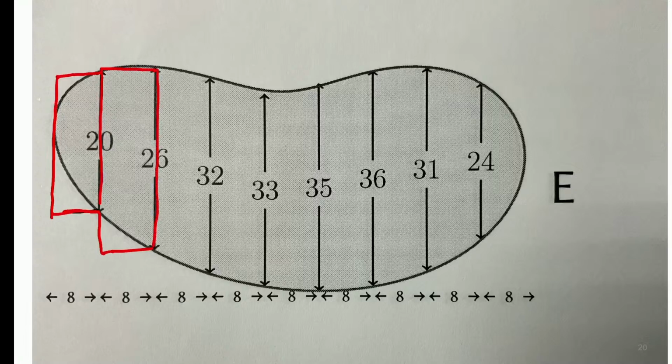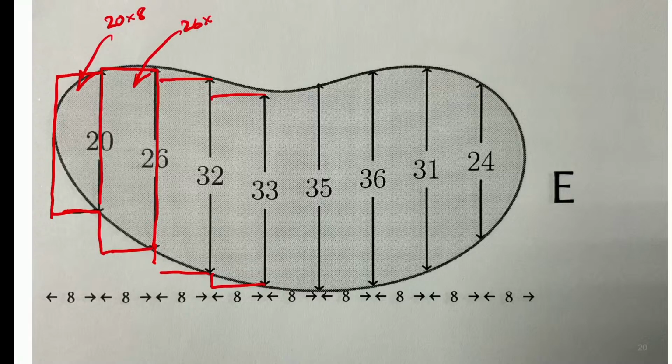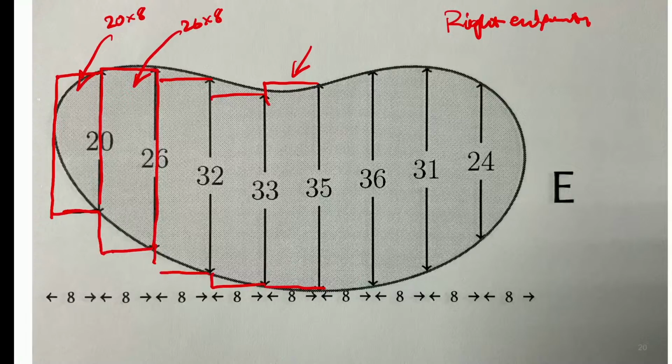So you can see what's happening, hopefully. I'll just do this here. In other words, this one is going to be 20 times 8. That one is 26 times 8 for area. And this one here, and so on. This one just to illustrate, because this is the right endpoint. So if it said right endpoints, this would be 8 times 35, because all of these are 8 units wide.